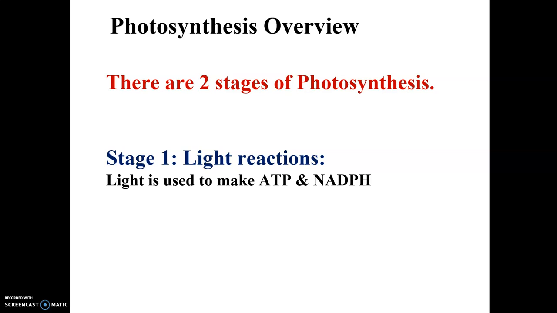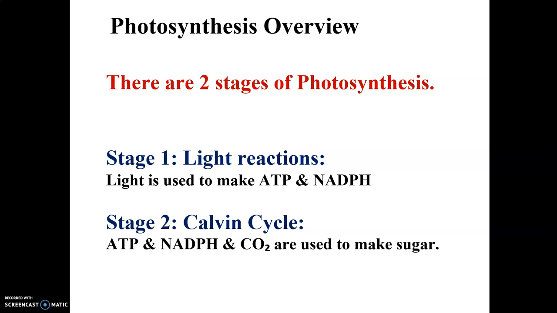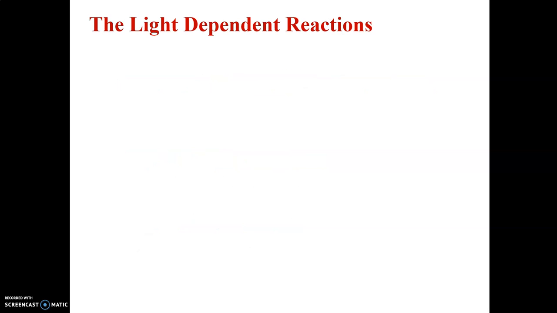And those are created in the light reactions. And then in the Calvin cycle, those energy molecules are combined with enzymes and carbon dioxide, and the plant builds up a sugar. Okay, so we're going to go into just a little bit of detail, not as much detail as we saw with cell respiration though.